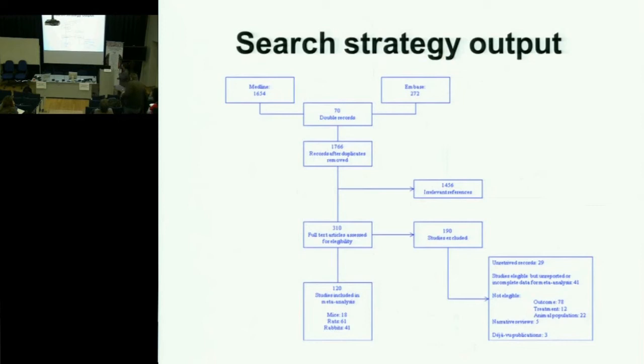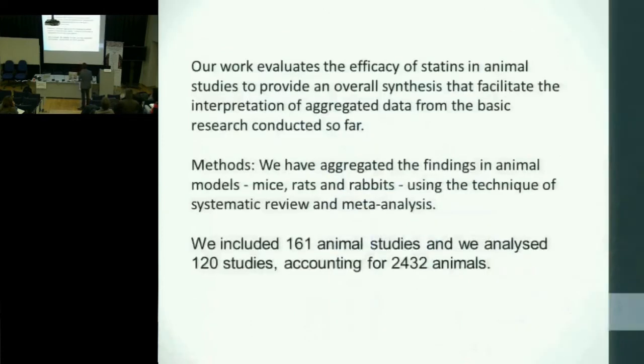Okay, this is the search strategy output. So we had Medline and Embase, a bit less than 2,000 records to be screened, and finally we stayed with around 120 studies included in the meta-analysis. So this is quite a large meta-analysis. This is the final number, 161, that's 100 studies analyzed, accounting for, and this is the important detail, 2,432 animals.